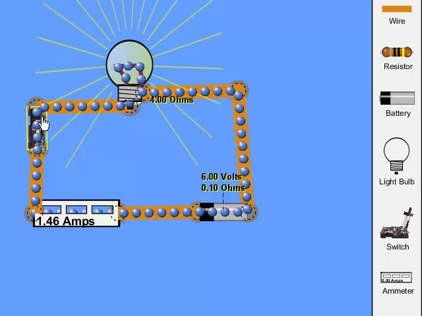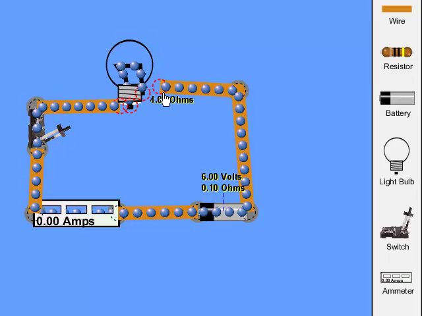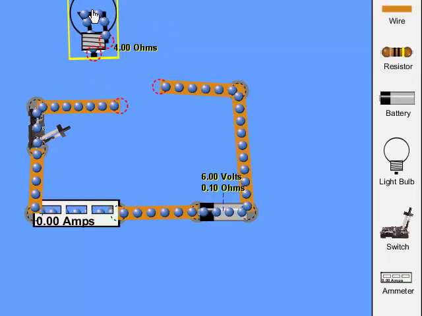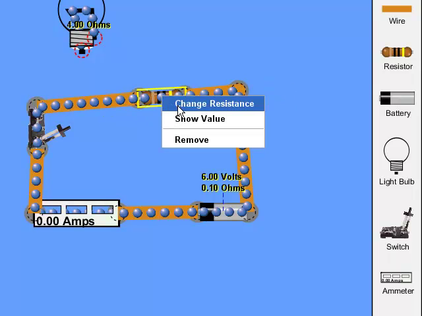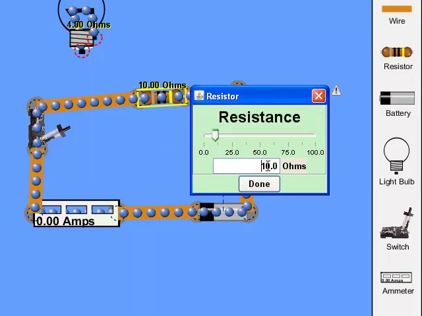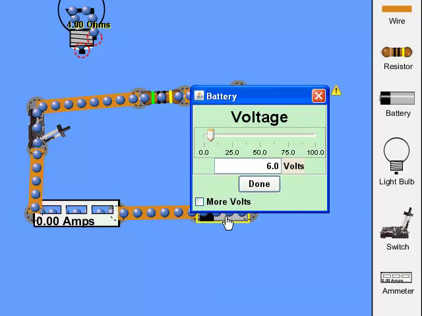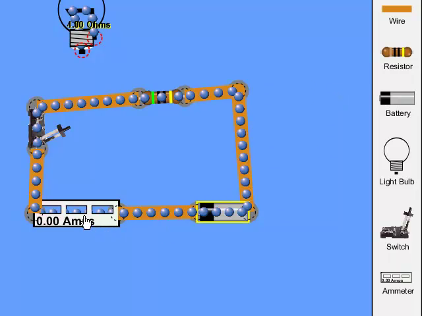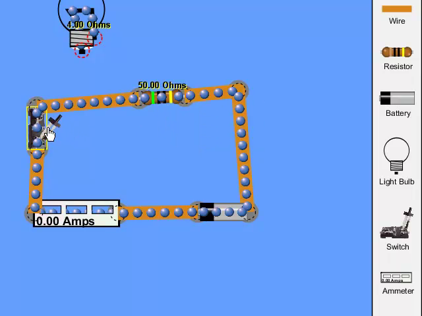Okay, now the resistor. So I'm going to put a resistor in here. There we go. Okay, and it says in there that it's a 50 ohm resistor. And the battery is now supposed to be 100 volts. That's quite a battery. And close the, oh yeah, show the value here. There we go, 50 ohms, close it.